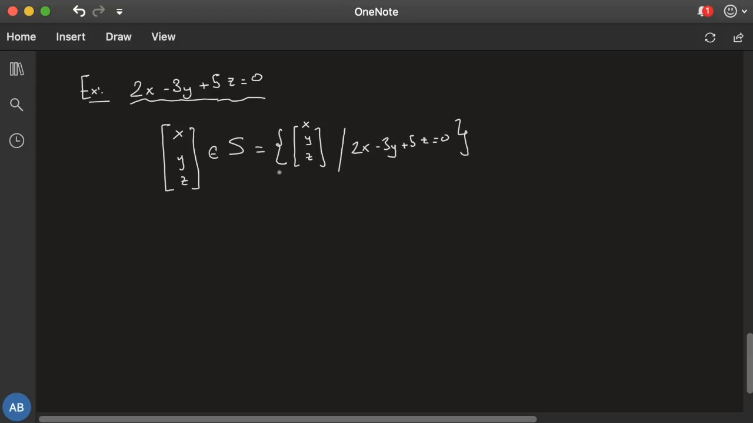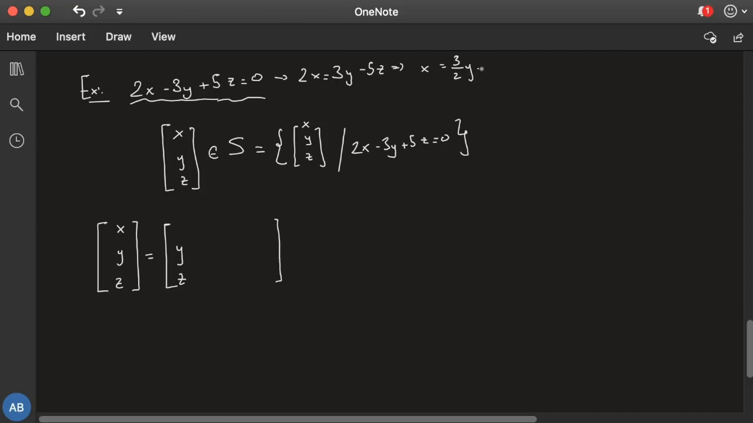Let's say we want to express this subspace differently. Well, we can use reparameterization. That is, since we have one equation, then we need two free parameters out of the three. Without loss of generality, let's choose y and z. So we'll keep them as is, and we'll try to express x as a function of y and z. So how do we do that? It's simple. 2x is 3y minus 5z, which means that x is 3 over 2 y minus 5 over 2 z, right? So I'll copy it here, 3 over 2 y minus 5 over 2 z.